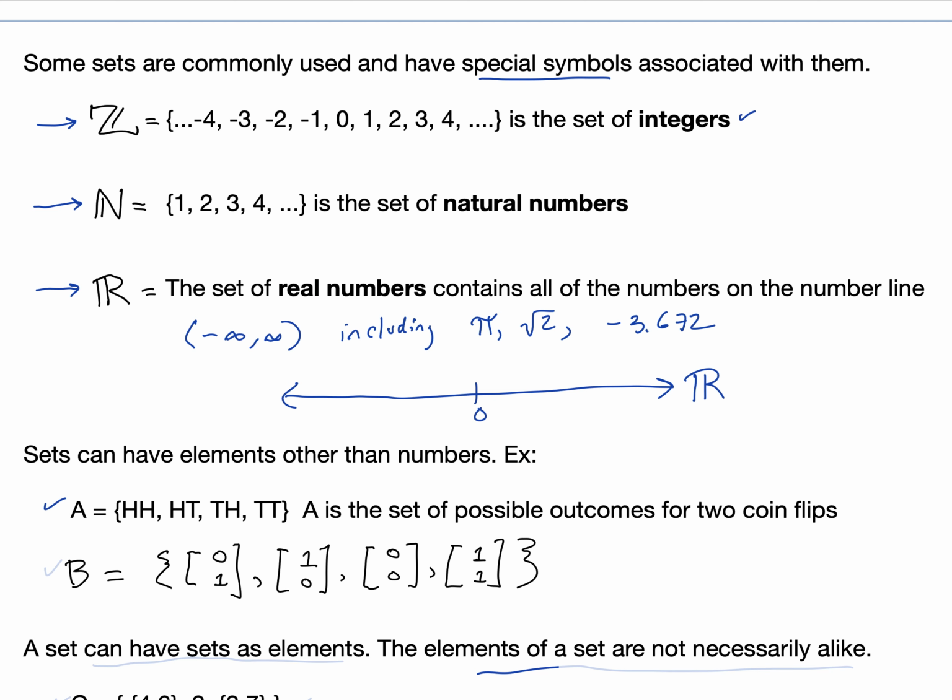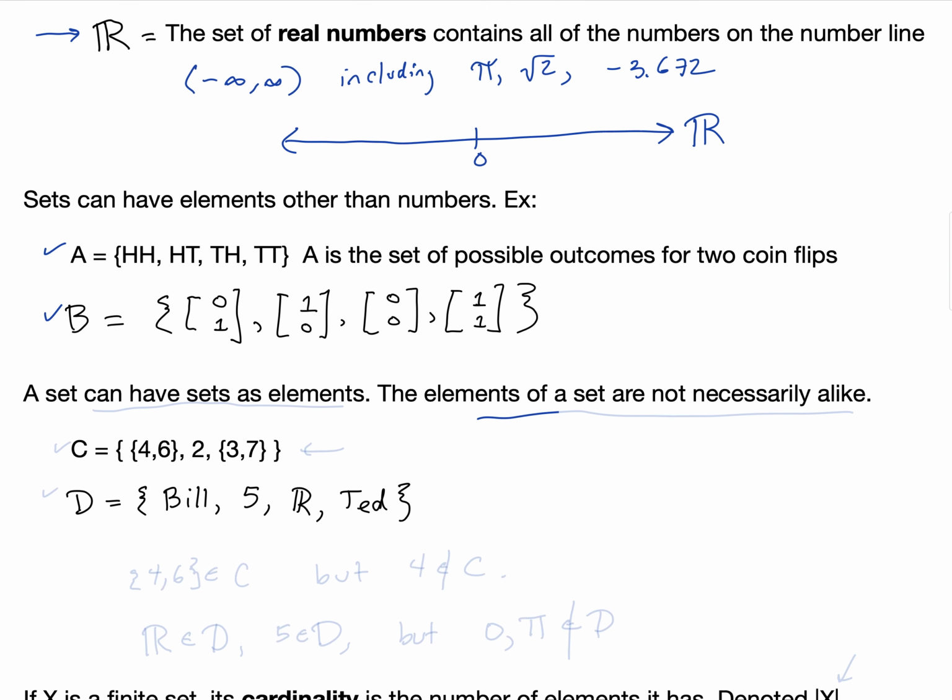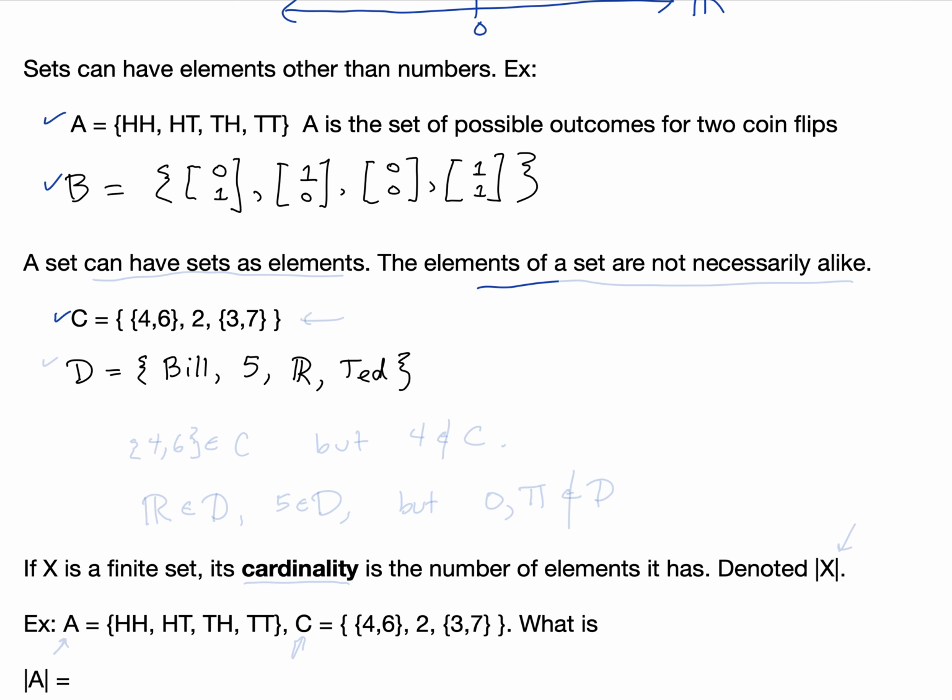We could say that B is a set of vectors, and we could let B be the set of vectors (0, 1), (1, 0), (0, 0), (1, 1), for example. We can have sets that have sets as elements. So the set C here has the set {4, 6} as an element, has the number 2 as an element, and has the set {3, 7} as an element. And the elements of a set don't have to be alike. So we see that in set C we have the element 2 and then two elements that are sets.